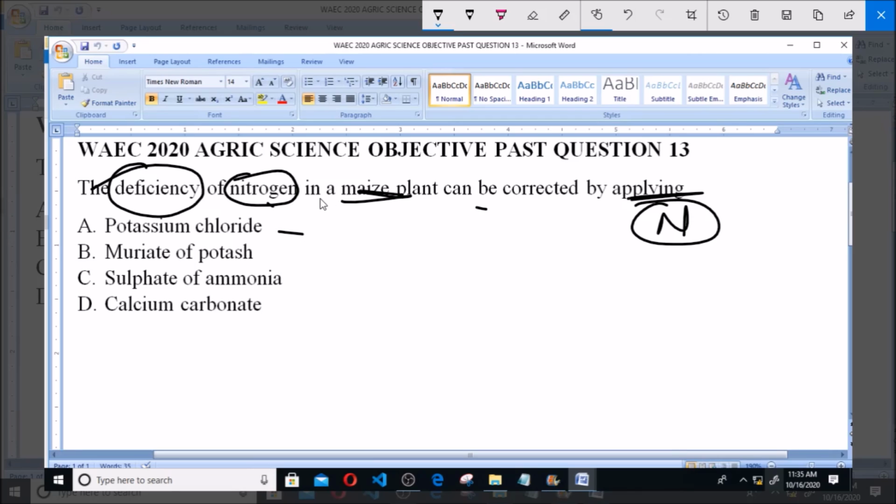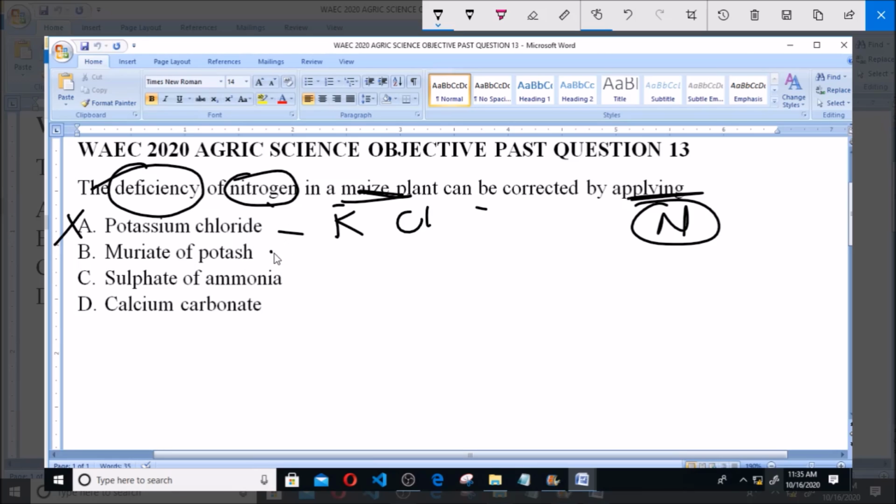Now option A says potassium chloride. Of course potassium chloride is made up of potassium and chlorine, so its chemical formula is KCl. So it does not contain nitrogen, and hence it cannot correct for deficiency of nitrogen, so it is not the answer to the question.